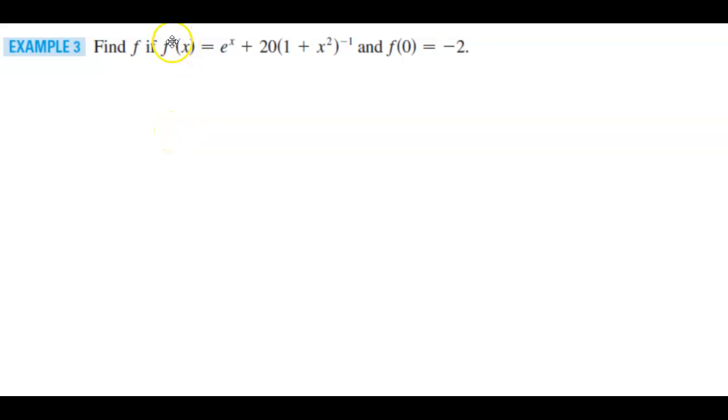Example 3. Find f if f prime of x is equal to e to the x plus 20 times the quantity 1 plus x squared to the power of negative 1, and the fact that f of 0 is equal to negative 2. Okay, so let's take a look at the general derivative of this function.